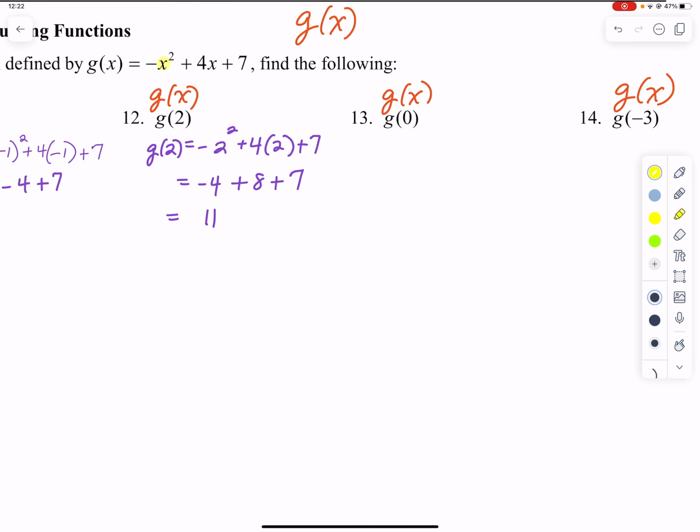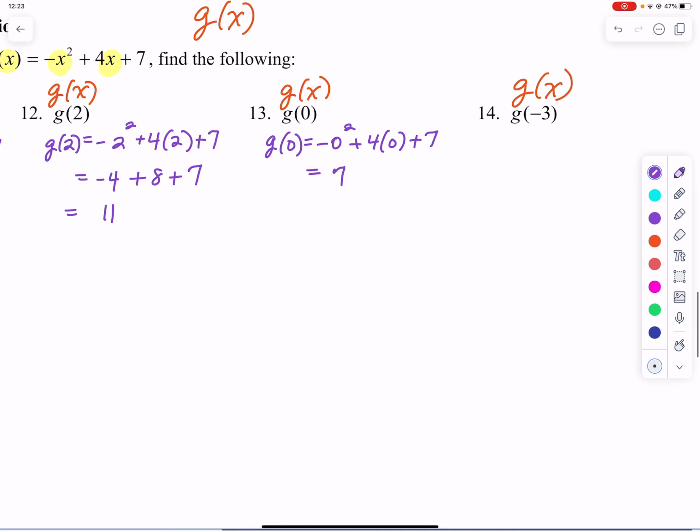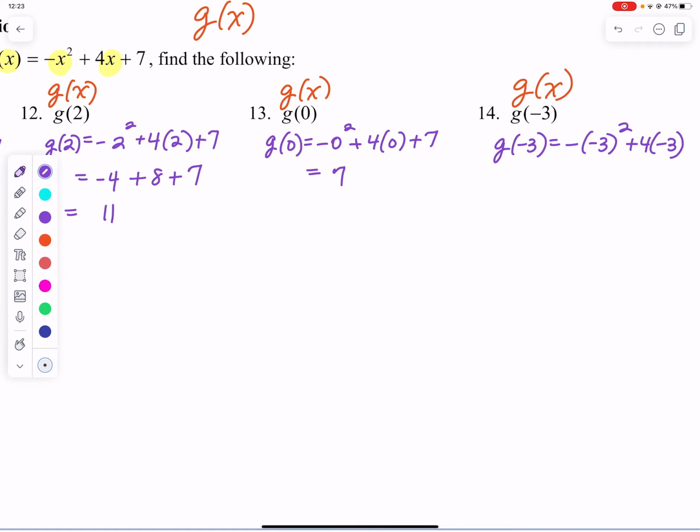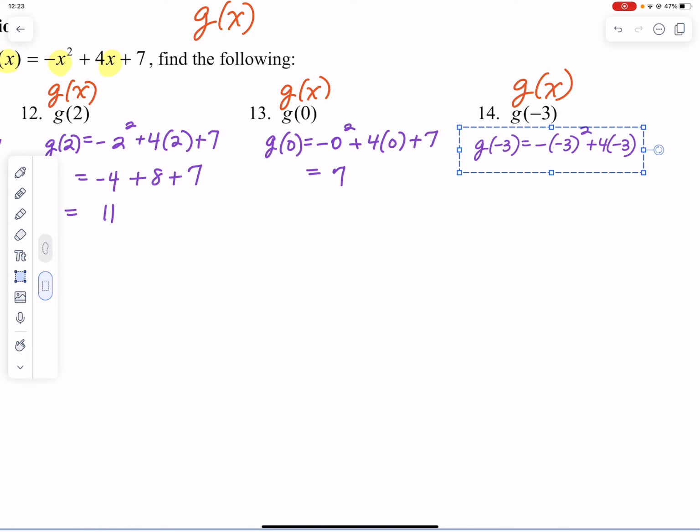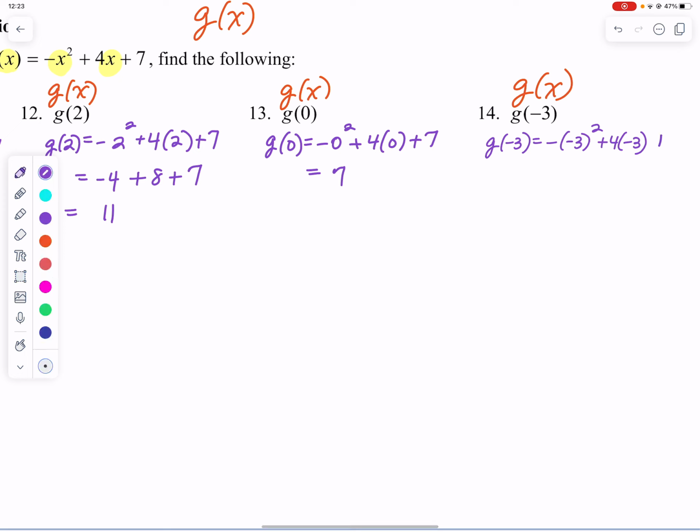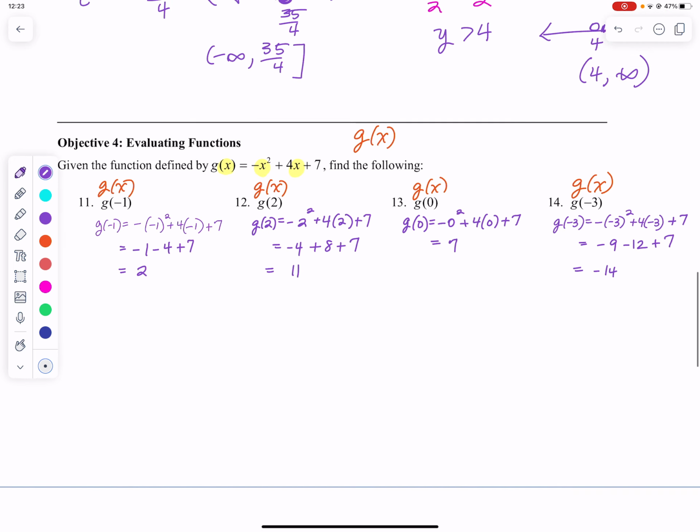And again, everywhere we are plugging in our x value there. So g of x. So here we will be plugging in a 0 everywhere there is an x. And you can see that's just equal to 7. And g of -3, we have the opposite of -3 squared plus 4 times -3. See if I can make that smaller and move that over. And then we have a plus 7. So that is a -9 minus 12 plus 7. And that is equal to a -14. So that concludes this worksheet.